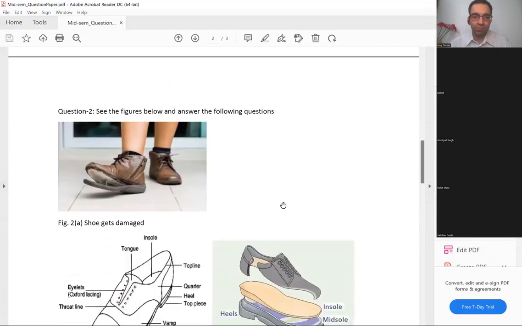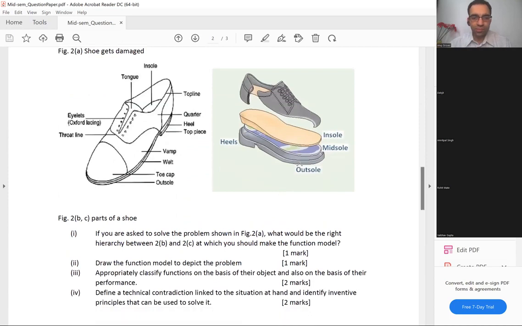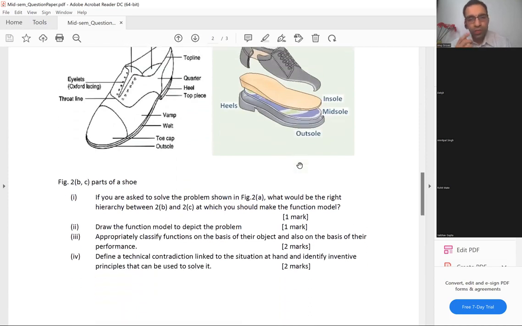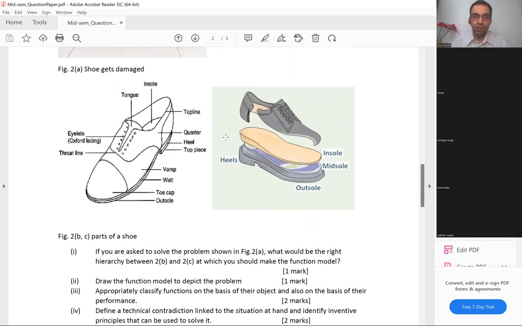This is the shoe problem. So which one would you use to solve the problem? Part 1. If you're asked to solve the problem shown in figure 2a, what would be the right hierarchy between 2b and 2c at which you should make the function model? This right one. 2c.